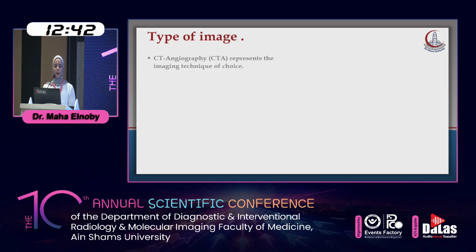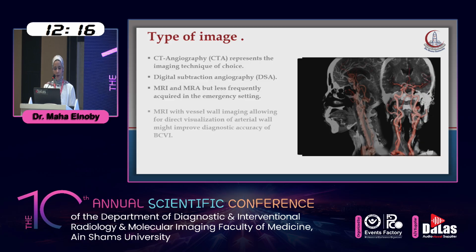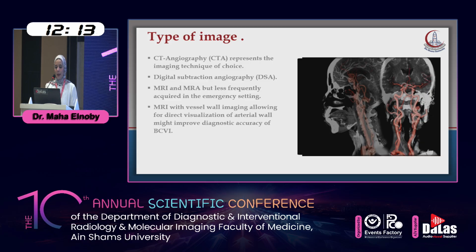CT angiography represents the imaging technique of choice because it is widely available, can be easily performed, and enables significantly faster diagnosis of blunt traumatic cerebrovascular injuries. Digital subtraction angiography takes longer acquisition and can be the next step after CT angiography. MRI or MRA are less frequently used in the emergent setting because they have more acquisition time and sensitivity to metallic artifacts. MRI with vessel wall imaging allows direct visualization of the arterial wall and might improve diagnostic accuracy of blunt cerebrovascular injuries.